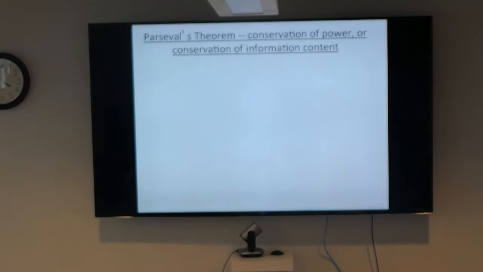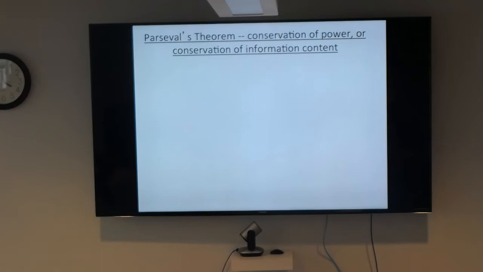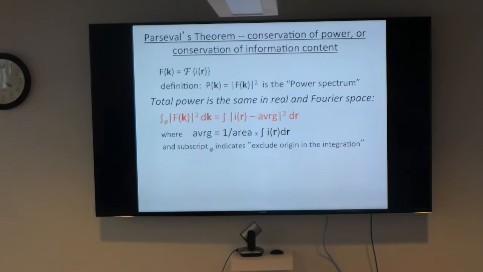Now, one of the things I always like to point out is Parseval's theorem. It's a theorem of conservation of energy, and the energy is really the power spectrum, the F of k. If you integrate over the power spectrum, then this is a measure of the energy. It's like a measure of the information content of the image. And the total power is the same in real and Fourier space. So the Fourier transformation conserves the power, or conserves the energy.